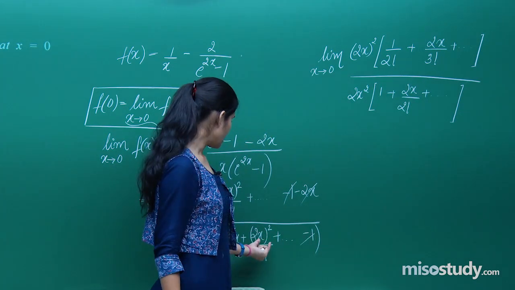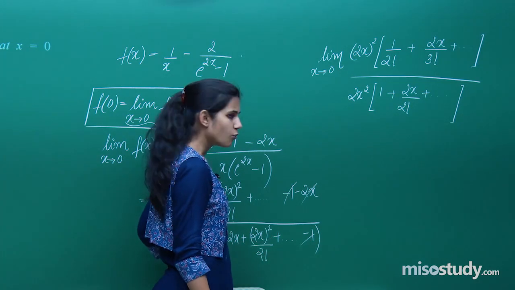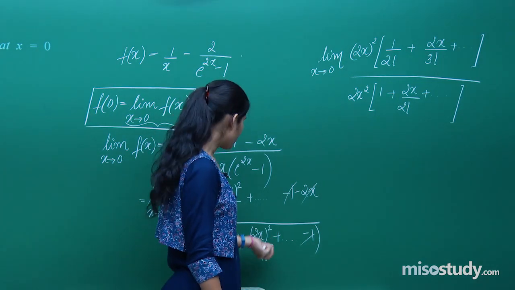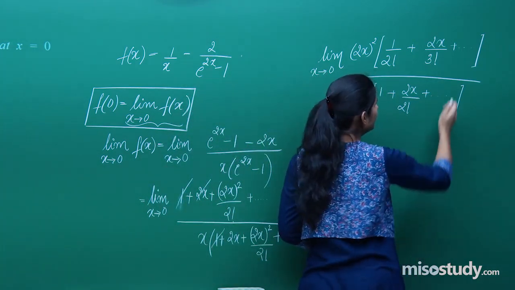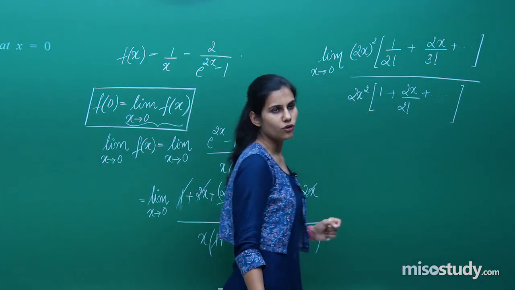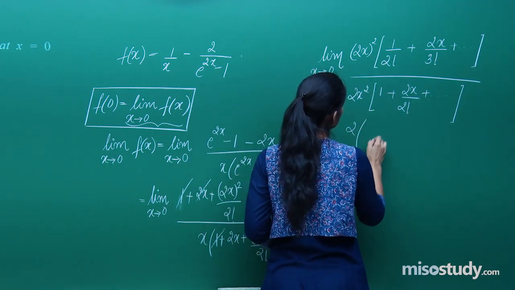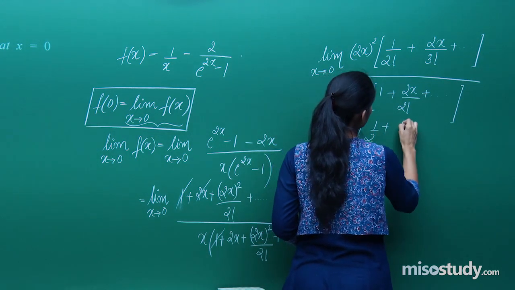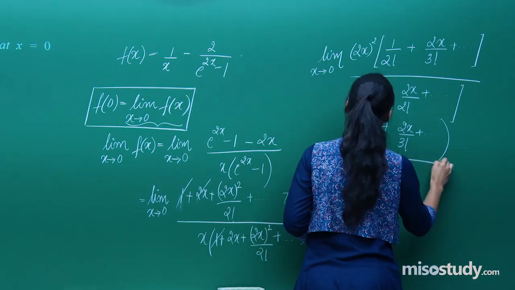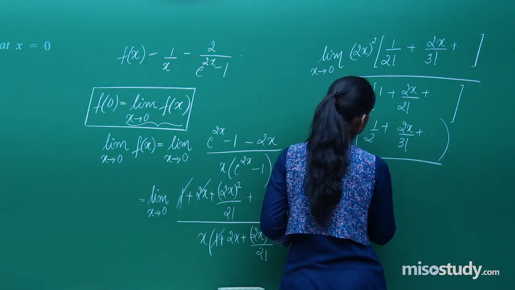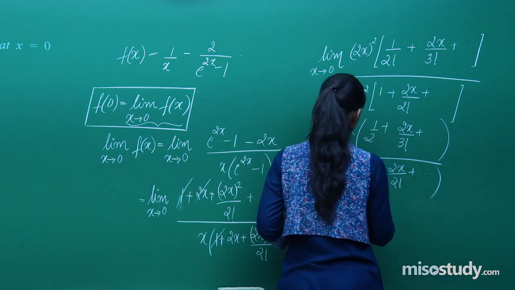Clear? 2x square has been brought out common, so 1 by 2 is left, and therefore 2x by 2 factorial is left. Rest all the terms are going to have at least one x term. Here also at least one x term will be there in all the next terms. So you can see 2x square gets cancelled. You are left with 1 by 2 plus 2x by 3 factorial plus and so on, whole upon 1 plus 2x by 2 factorial and so on.